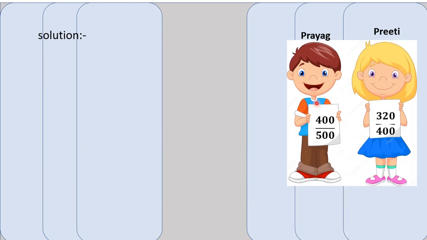The two students, Prayag and Preeti, both scored marks. Prayag scored 400 upon 500, whereas Preeti scored 320 marks out of 400. Now, can we guess who scored more marks? Here Prayag says, I am better than Preeti, and Preeti says, I scored good marks compared to you, I am the best. Now, let us decide whose performance is better.